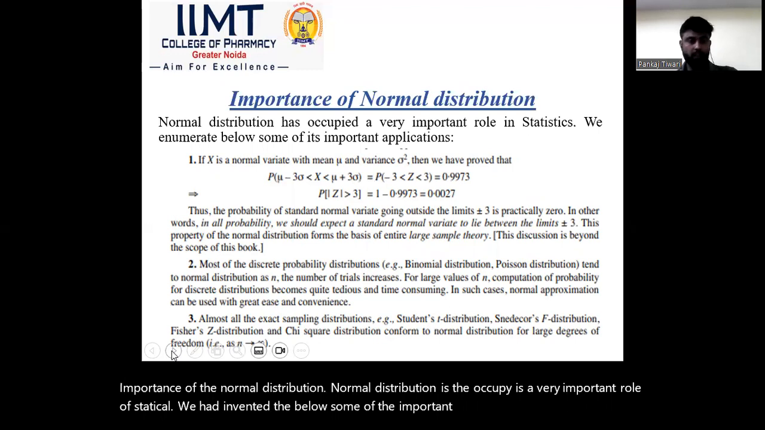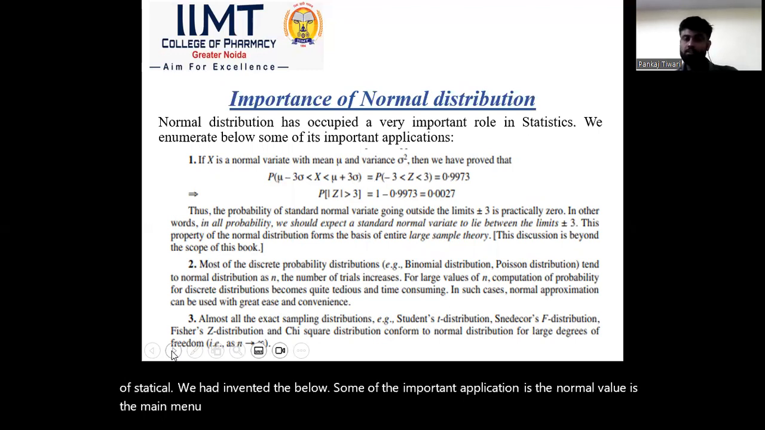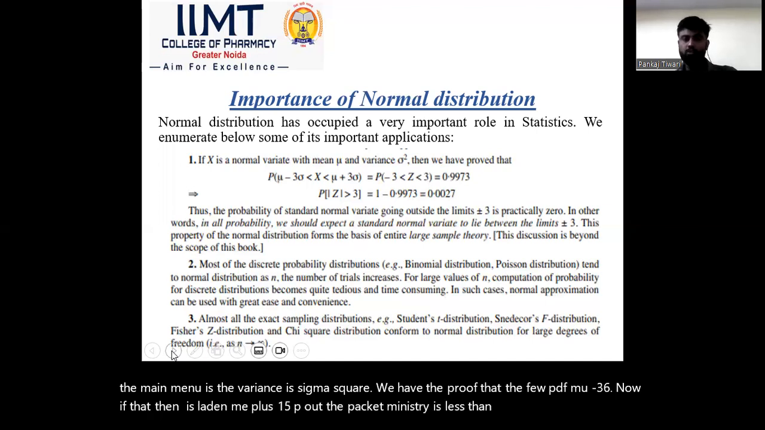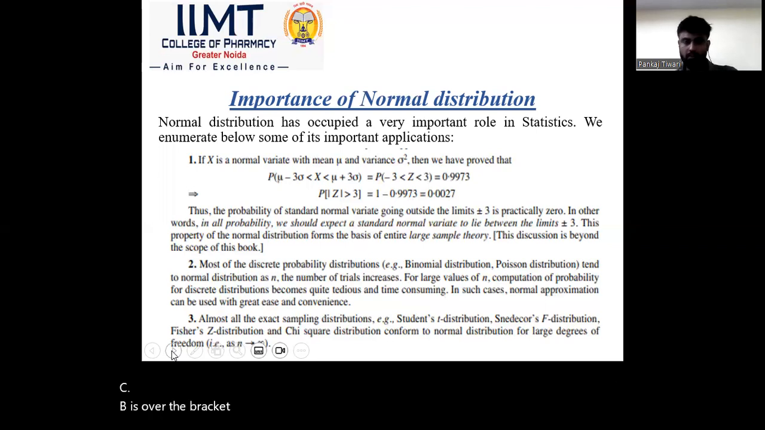If x is a normal variate with mean mu and variance sigma square, we have the proof that P of mu minus 3 sigma less than x less than mu plus 3 sigma is equal to P of minus 3 less than z less than 3, which is 0.9973. P of the modulus of z greater than 3 is equal to 1 minus 0.9973, which is 0.0027.